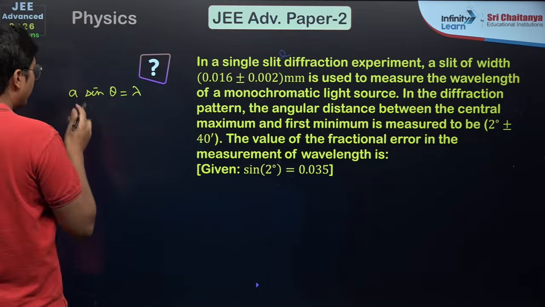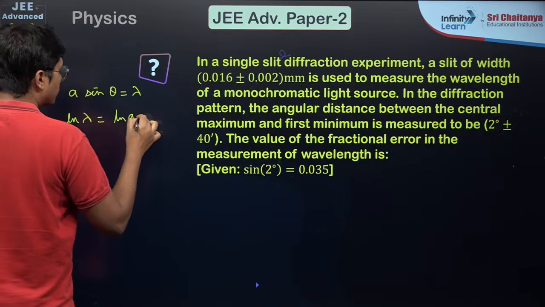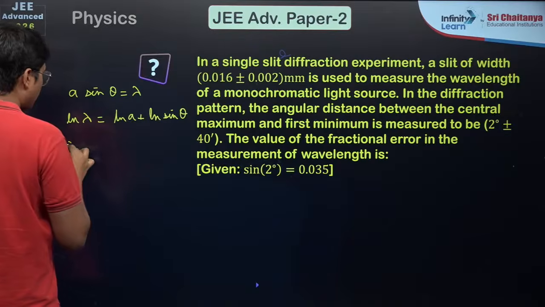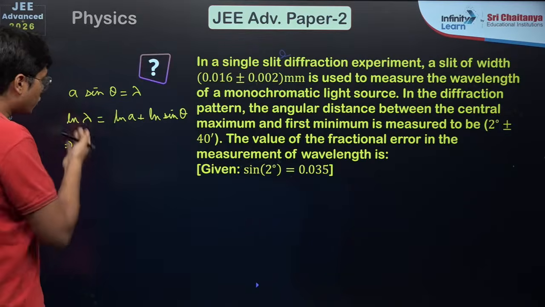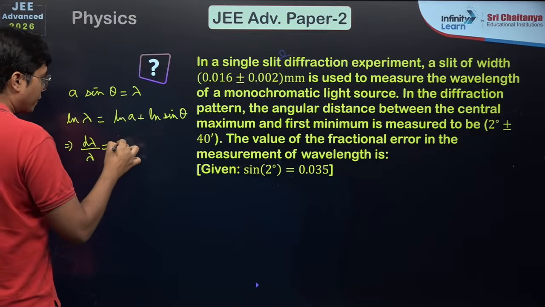So what we do here, first we apply an ln, that is ln of a plus ln of sin theta. Because we are looking for fractional error, it's easier to apply this because then I'll get a d lambda by lambda. That will give me a dA by A.